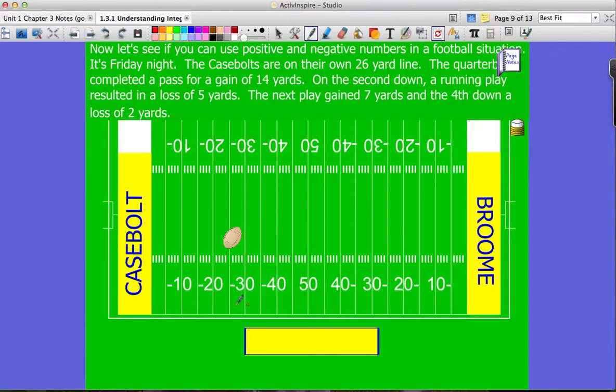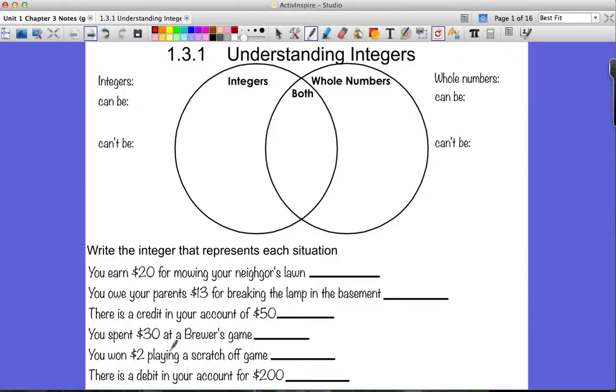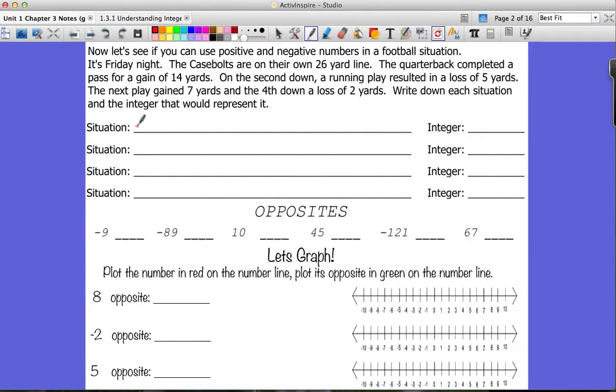All right, so here I want you to use this situation, and I want you to do the following. So in your notes, you have it written right here. I want you to write down, there's 4 different situations. I want you to list the situations and what integers represent each situation. When you come back, we'll go over your answers.